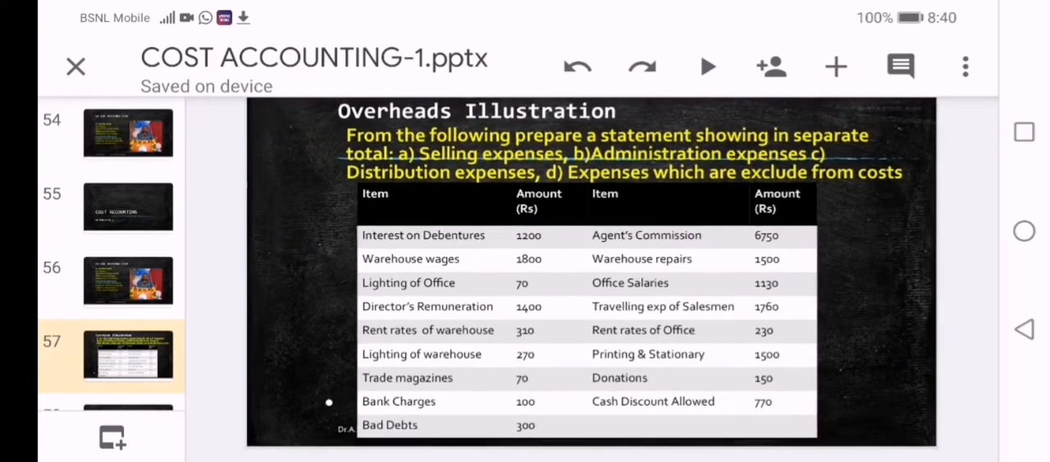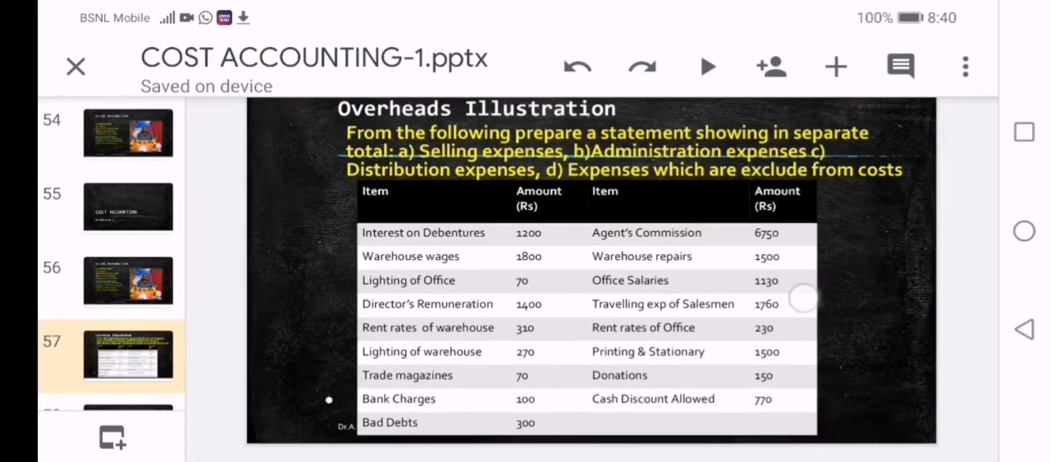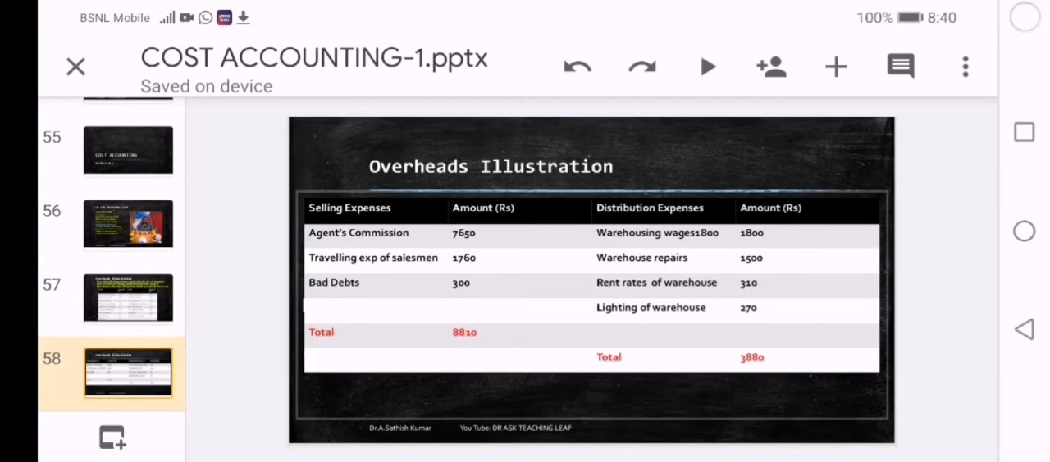Now let us start computing the various costs. Now there is no pro forma for this, just to take two headings: sales expenses amount, and in the next stage distribution expenses amount, and in the next slide we also cover two more expenses: administrative expenses amount and costs which are not included in the cost sheet and amount.